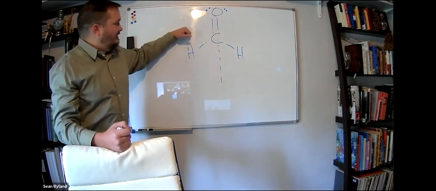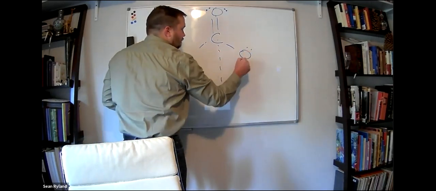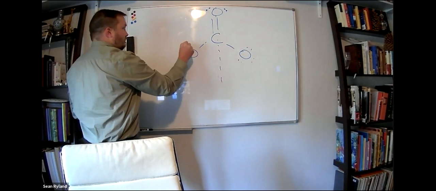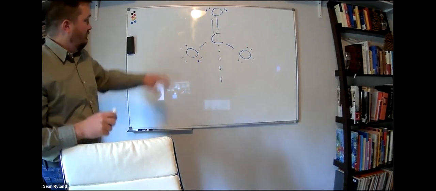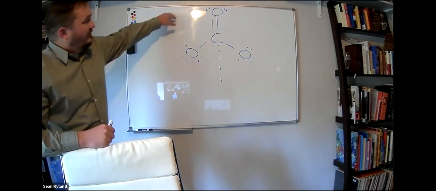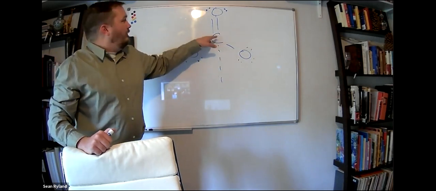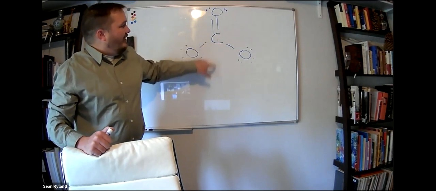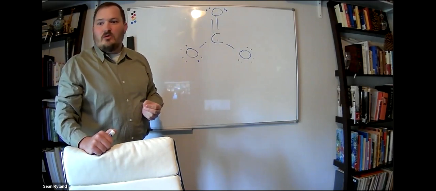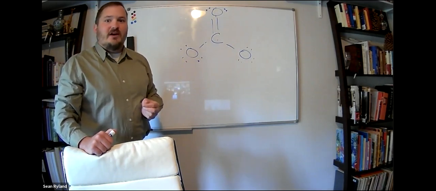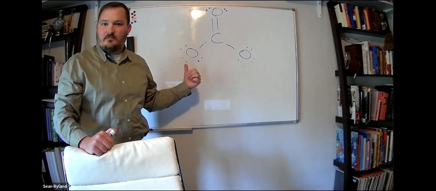If we drew carbonate instead, now carbonate has the same overall shape, it's trigonal planar, it still has polar bonds, but it's symmetric because all of these oxygens are going to pull the electrons towards themselves equally. So it's symmetrical with respect to where the electrons are being pulled. They're not being pulled more to one side of the molecule than another.